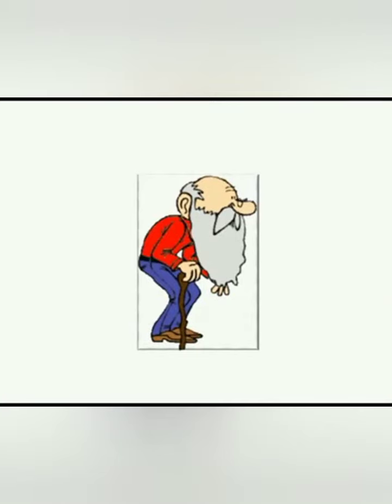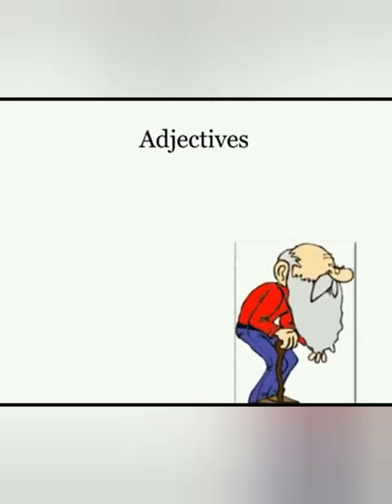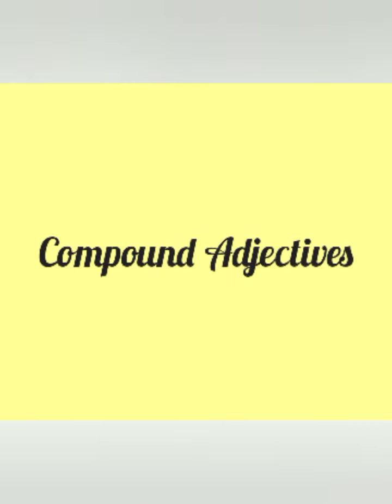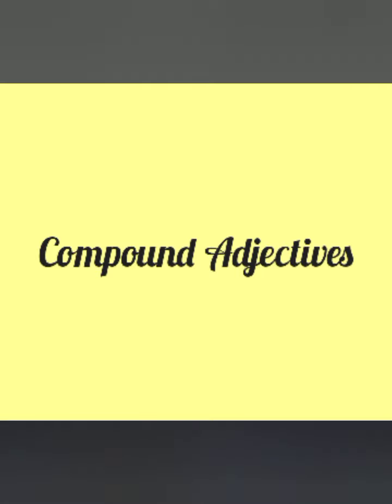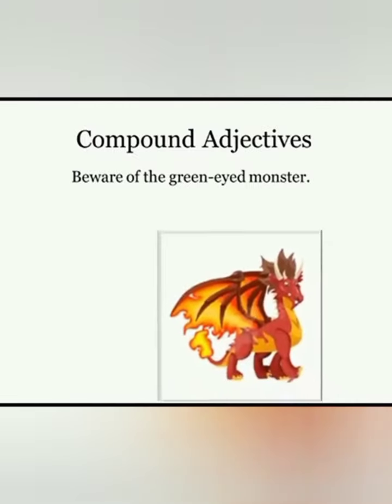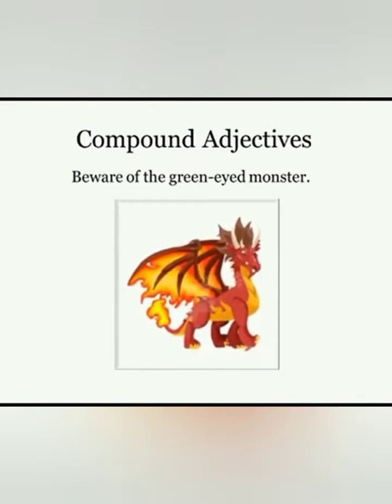Like, this is an old man, so the adjective here is old, which shows the age of that person. And we use compound adjectives, which are formed by combining two words, and there is a hyphen between the two words, like beware of the green-eyed monster. So green-eyed is a compound adjective.